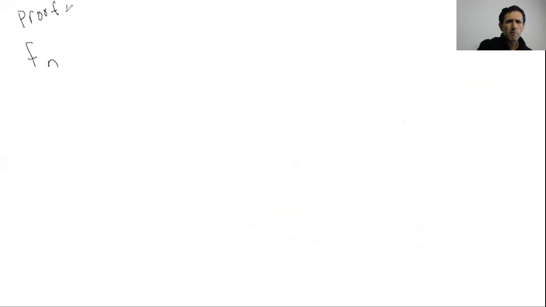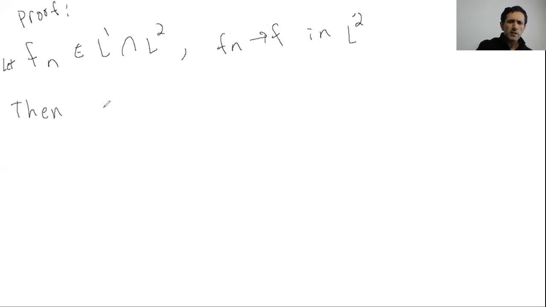Proof. Let's say f_n is in L^1 intersect L^2, and let's assume that f_n converges to f in L^2. Then that means the Fourier transform, by definition, is this limit here, and it converges in L^2.